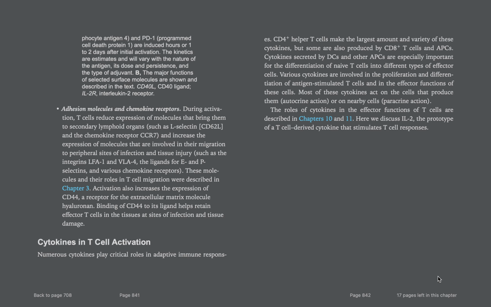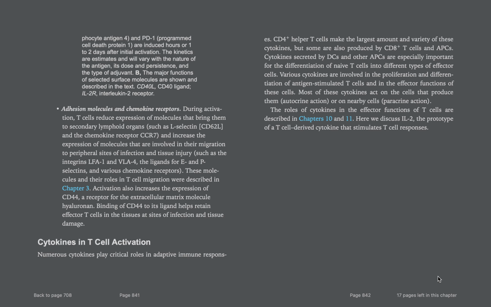Activation also increases the expression of CD44, a receptor for the extracellular matrix molecule hyaluronan. Binding of CD44 to its ligand helps retain effector T cells in tissues at sites of infection and tissue damage.